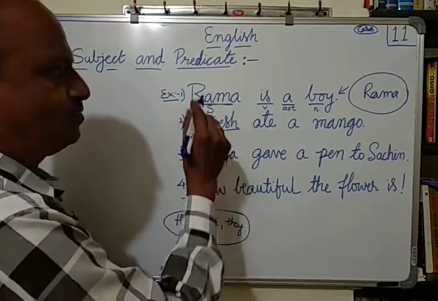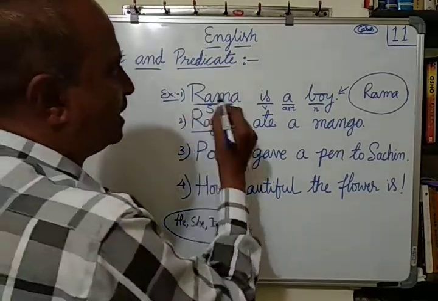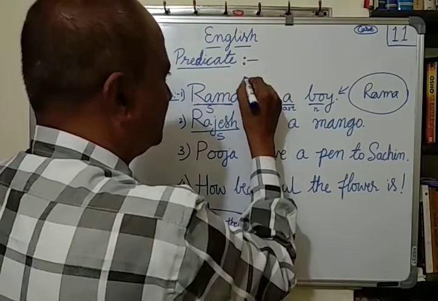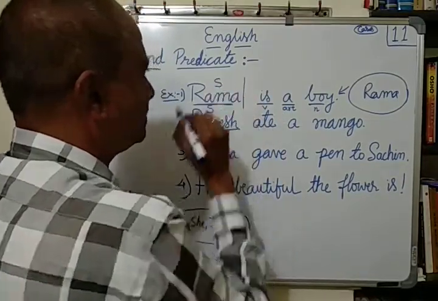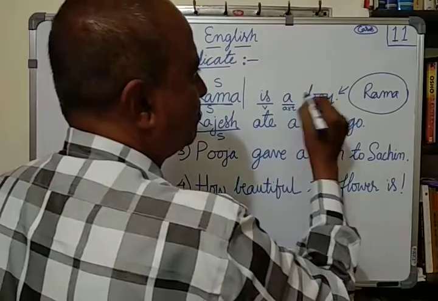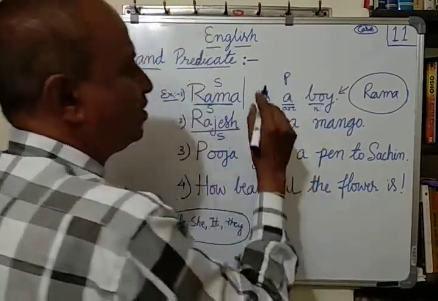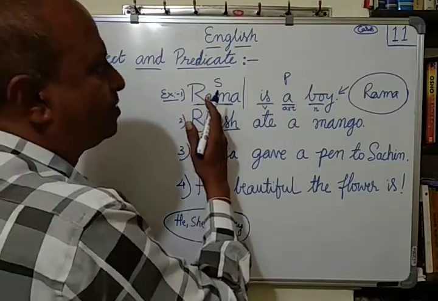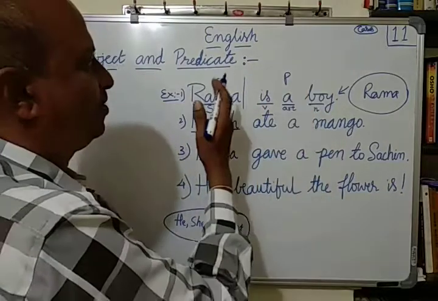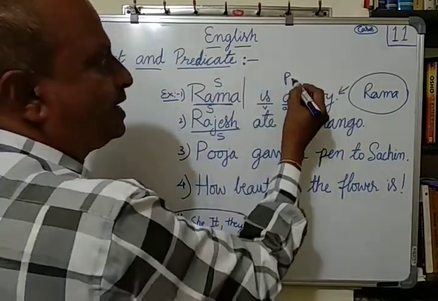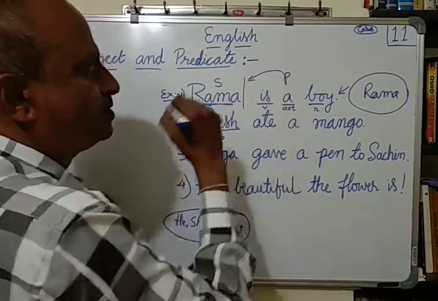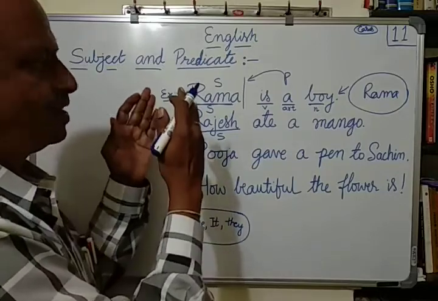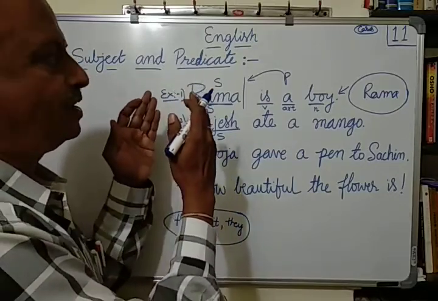In these two sentences, we have found out the subject. Apart from the subject, everything is predicate. Rama is the subject, and is a boy is the predicate. What does the predicate do? It says something about the subject. Rama, what happened to Rama? Rama is a boy. What is Rama? Rama is a boy. A predicate always says something about the subject. The subject mentions someone or something very important for that sentence.